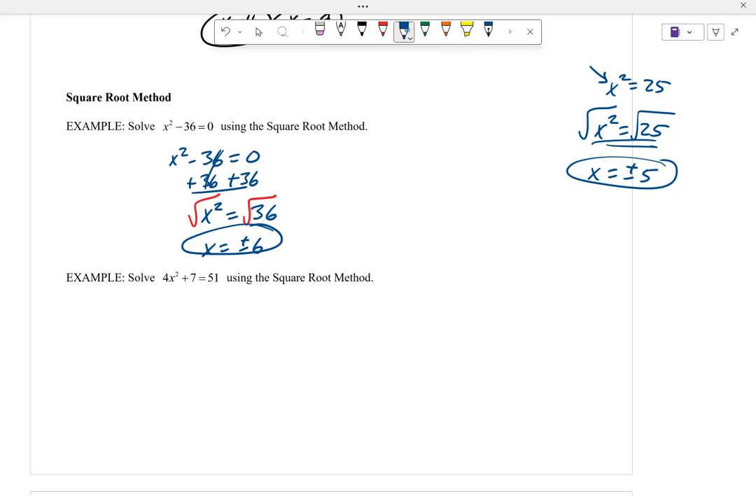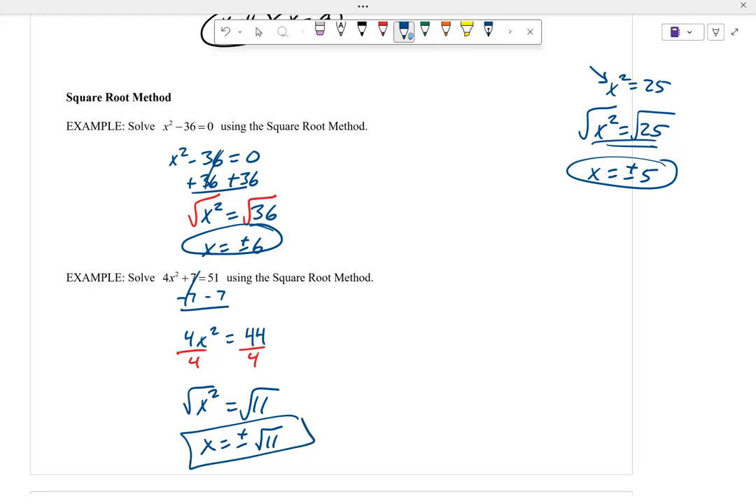Our first method, of course, we were factoring to solve, right? All that stuff we were factoring and using the zero product property. Now we're using the square root method. Here I've got a perfect square, x squared. So I'm going to subtract 7 on both sides. So I got 4x squared equals 44 on that. I'm going to go ahead and divide by 4. So I got x squared equaling 11. I'm going to square root both sides. So I got plus or minus the square root of 11 on that.